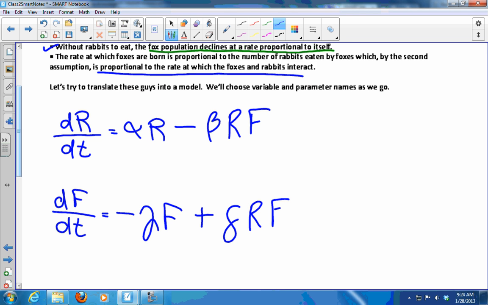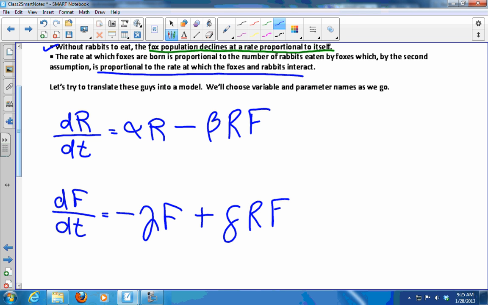You mean the constant of proportionality, like beta and delta, you think should be the same? Is affected by the number of interactions. Yeah. So the number of interactions is the same, R times F. But each species might be affected a little bit differently. Yeah. So they have a different. R times F is necessarily the number of interactions. Right. You're right. It works algebraically.